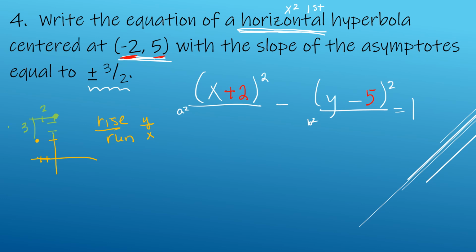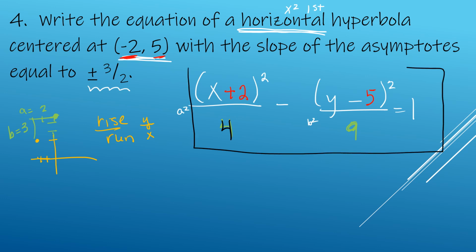That means my b value is 3 and my a value is 2, because the change in the x distance is always going to go with your x's, and the change in your y distance will go with your y's. So b is going to be 3 squared, which is 9, and my a value of 2 is going to be 2 squared, which is 4. So our equation is x plus 2 quantity squared over 4, minus y minus 5 quantity squared over 9, all equals 1.